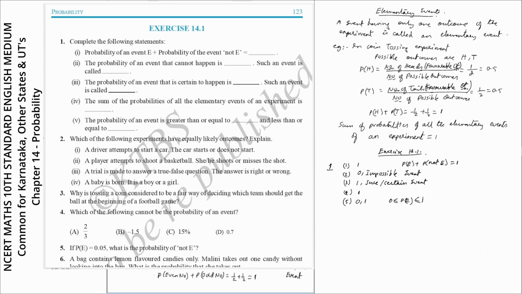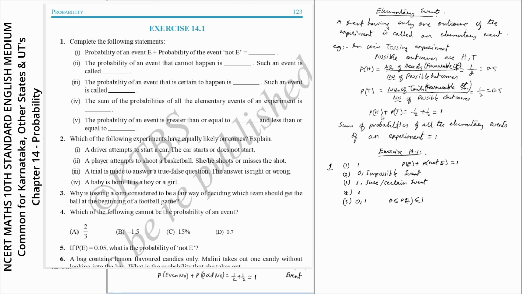The sum of the probabilities of all the elementary events of an experiment is 1. Here, elementary events have already been explained. In a coin tossing experiment, the event of getting head and the event of getting tail are two elementary events. Probability of head is 0.5, probability of tail is 0.5.